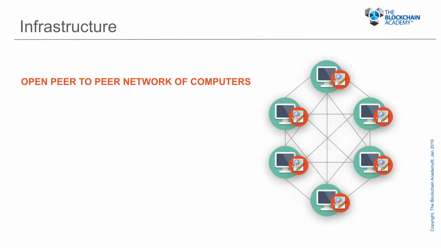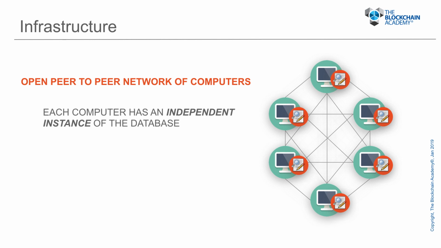First, the blockchain infrastructure. The blockchain infrastructure is quite simple. It is an open peer-to-peer network of computers, or otherwise stated, a collective of computers that are connected to each other over the internet in a freely joinable global network. And each computer has an independent instance of the blockchain database.